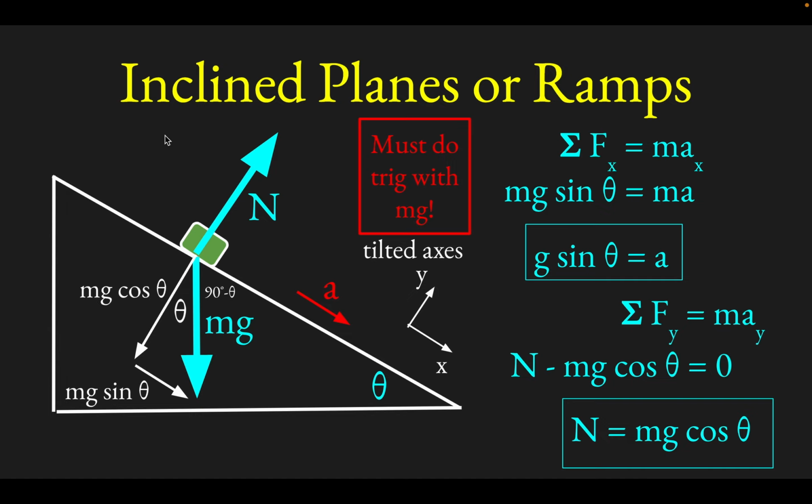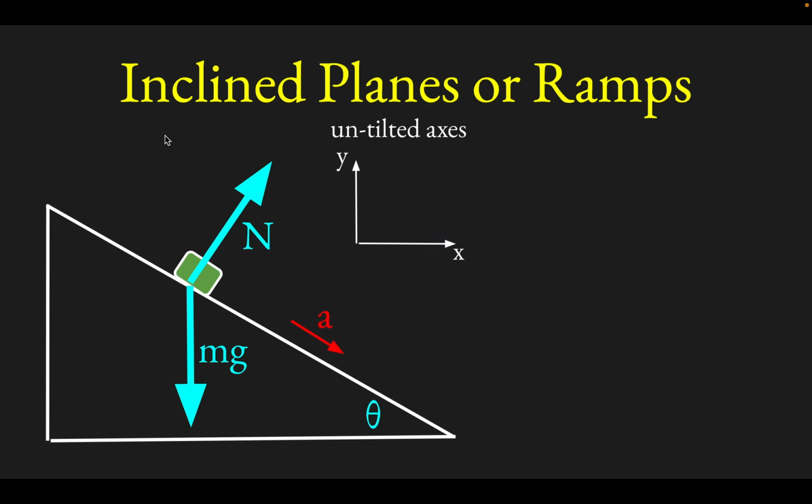Now let's look at what happens if we were not to tilt the axes. Again, in general, you probably shouldn't do this, but you can actually. You can put the axes in any orientation you want, so long as you use F equals ma correctly. Again, the issue here for most people is that you're going to have to do trigonometry with both N and the part that people will leave out is you're going to have to do it with a too.